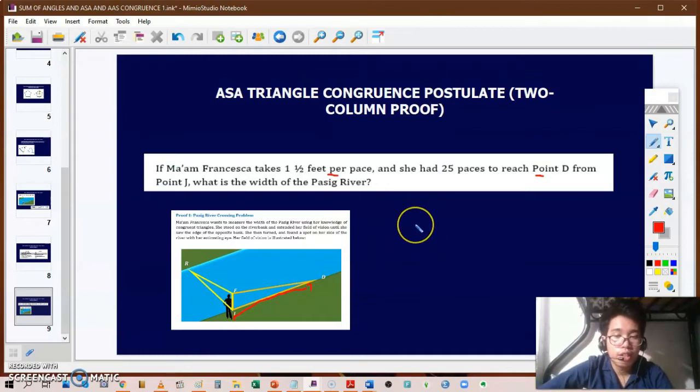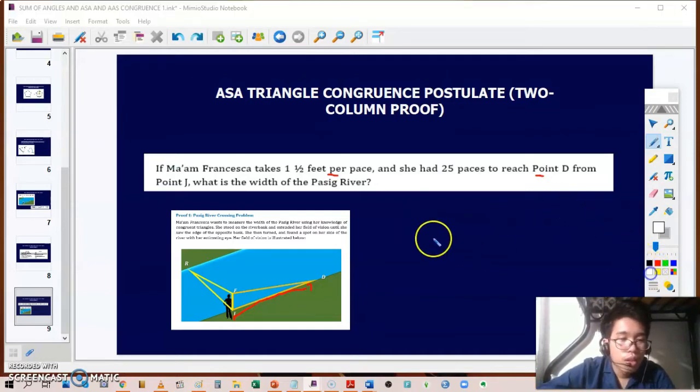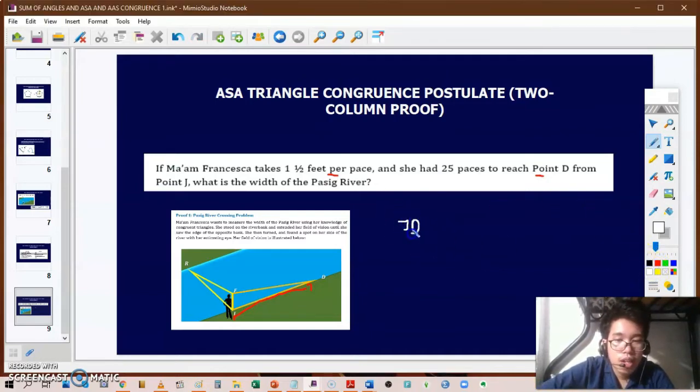We've already established that JD, line segment JD, is the same as line segment JR. Therefore, if we get the measurement of JR, we also get the measurement of JD. Other way around, if we get the measurement of JD, we get the measurement of line segment JR. And line segment JR is the width of the Pasig River. So to get that, simple mathematics or arithmetic.